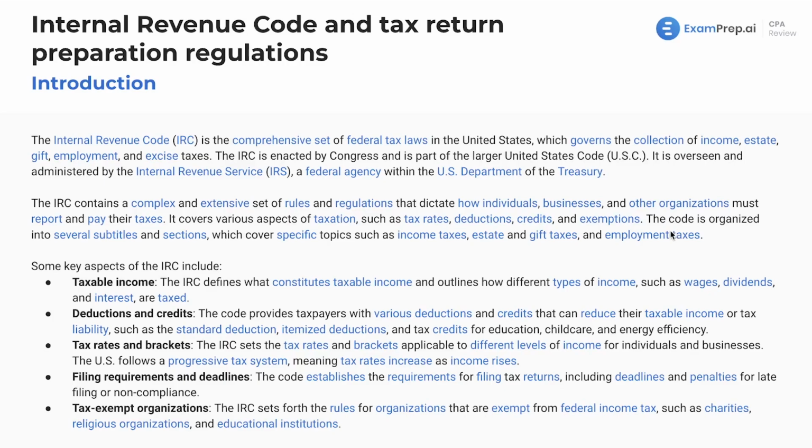Moving on a little bit. The code is organized into several subtitles and sections, which cover specific topics such as income taxes, estate and gift taxes, and employment. We got a bunch of other ones as well. Now, what are the key aspects? These are all going to be things that we'll see as we dive through multiple different lessons. We've got taxable income. Well, the IRC is going to define what constitutes taxable income, and it outlines how different types of income, such as wages, dividends, and interest, are taxed.